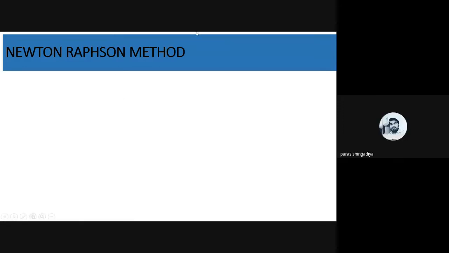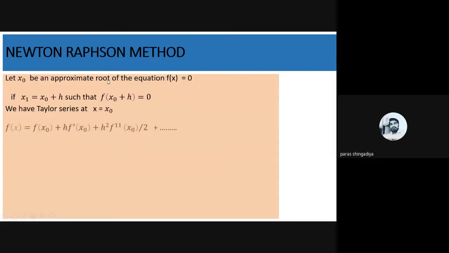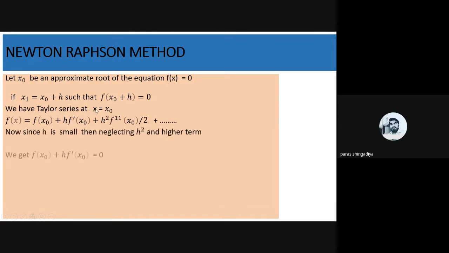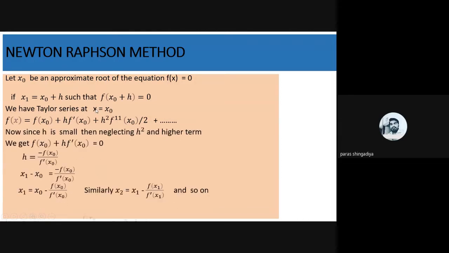Okay, so let's start the session. In the last lecture, we had discussed the regula falsi method and the procedure to evaluate the answer by using the Newton-Raphson method. Let us discuss it again. Let's revise this procedure and formula again, and then we'll discuss some remaining examples related to the Newton-Raphson method.